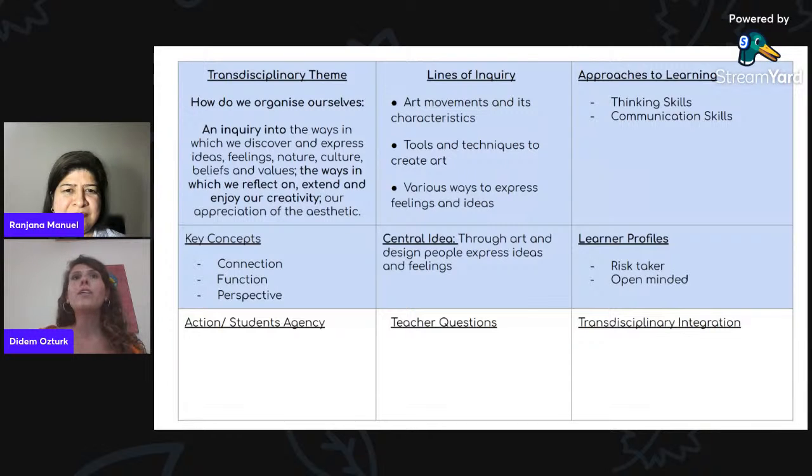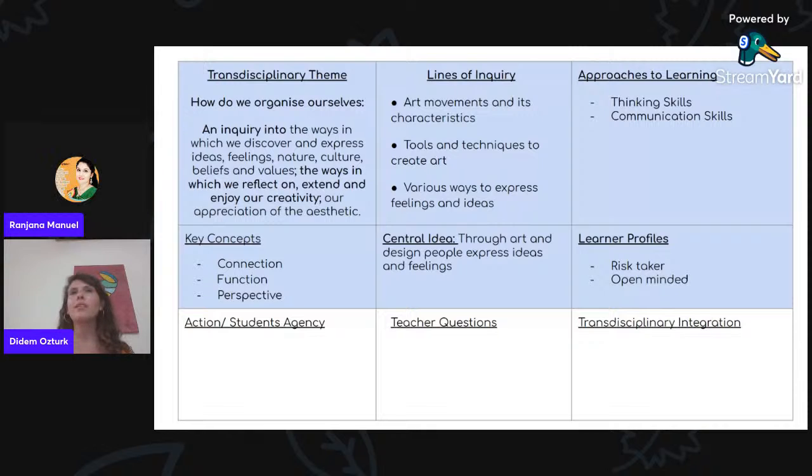There are 3 lines of inquiry: art movements and their characteristics, tools and techniques to create art, and various ways to express feelings and ideas. And now you can look at the ATLs, the learner profiles, and the key concepts. I want to give you some time to think about what you think the integrated subjects can be for this unit.